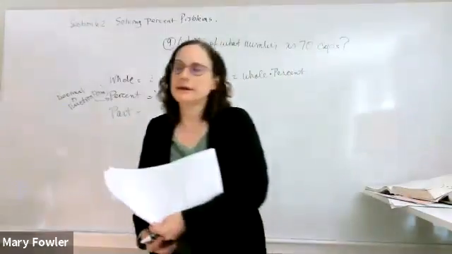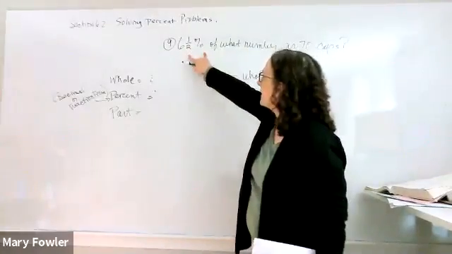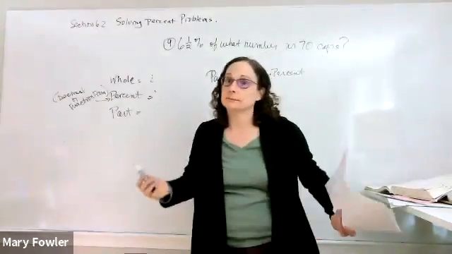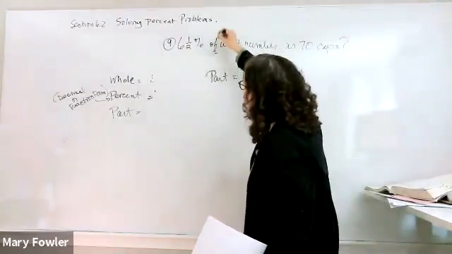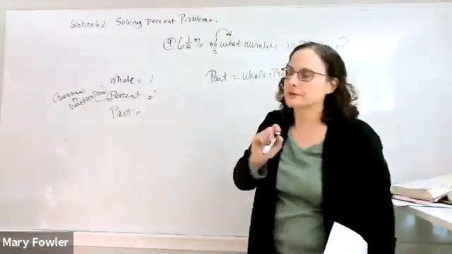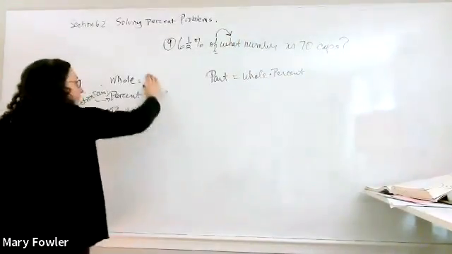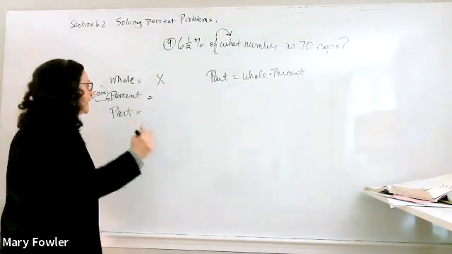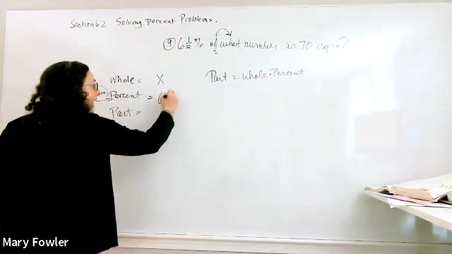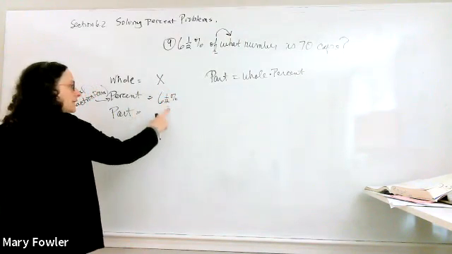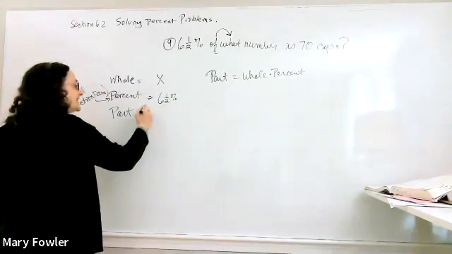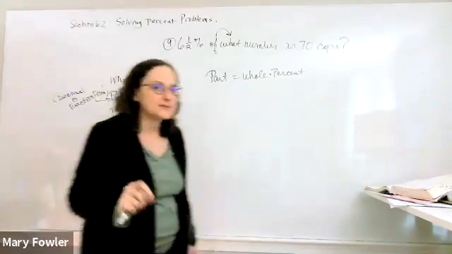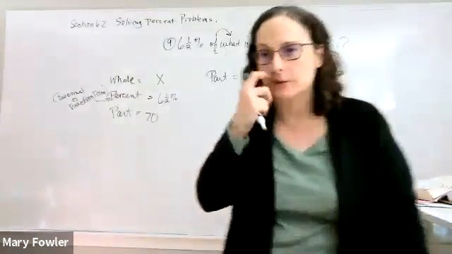Okay, so let's look at number 9. Number 9 says 6.5% of what number is 70 caps? So we have that word "of" and "what number" certainly looks like the whole is what we're looking for. What is that whole, what is that number? So 6.5%, that's my percent, and my part is 70. So how many caps do I have to have if 6.5% of them is equal to 70?